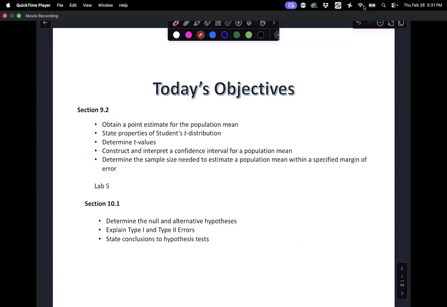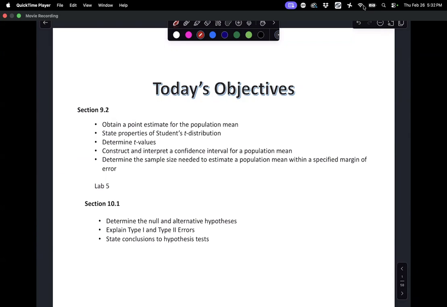Okay, so happy Thursday. It is week 9, Thursday. This looks like a lot, and it is kind of a lot, but let me explain what's going on here. So we're going to do 9.2 today. We did point estimates, sorry, we did confidence intervals with proportions on Tuesday. Today we're going to do confidence intervals with mean.